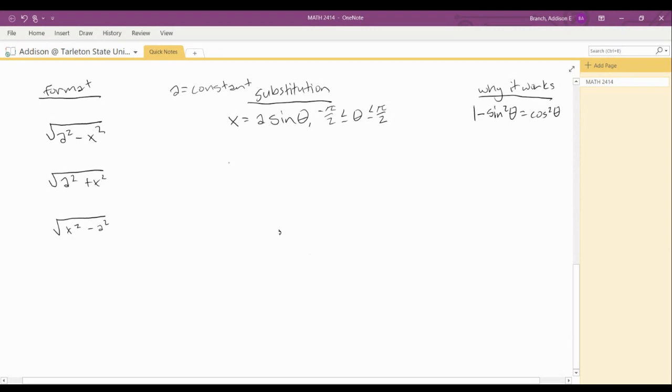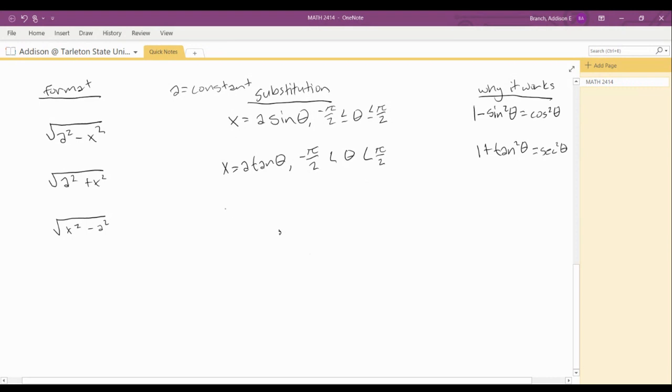For our a squared plus x squared, we are going to do x equals a times tangent of theta. Once again, our domain is going to be between negative pi over 2 and pi over 2. This one is not less than or equal to, this one's just less than because tangent is undefined at those angles. And the Pythagorean identity this one works with is that 1 plus tangent squared of theta equals secant squared of theta.